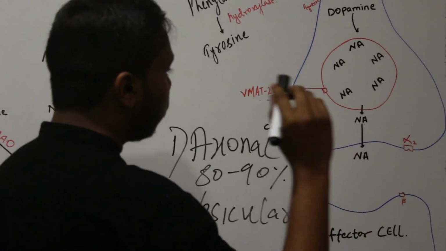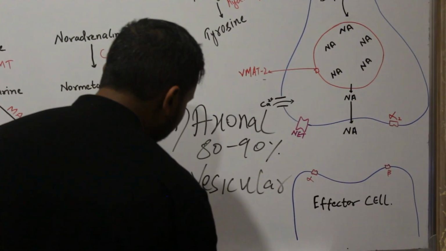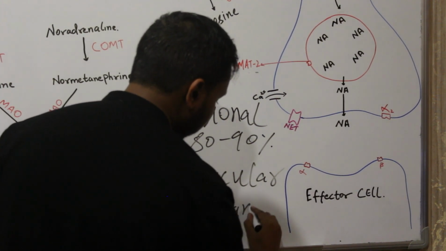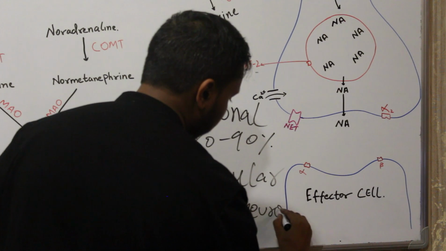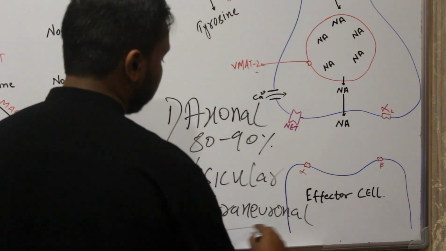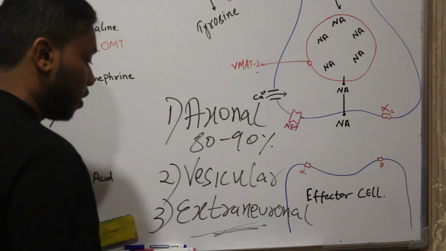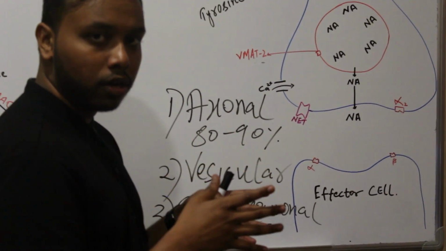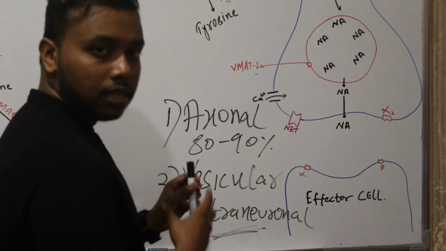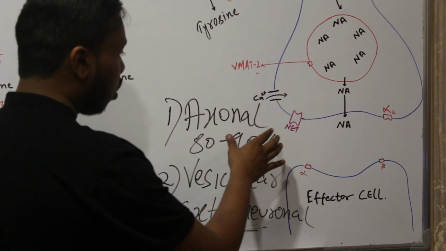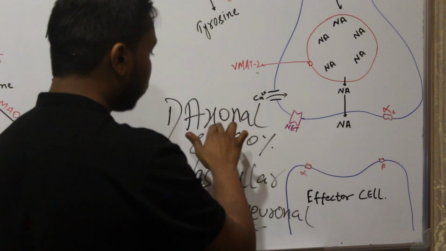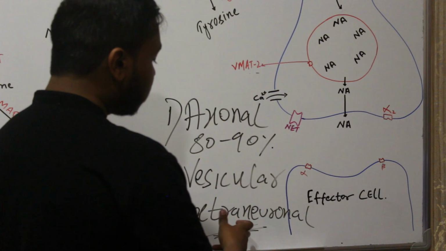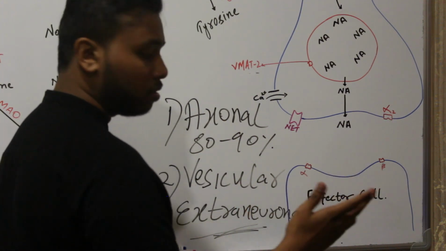And the third way of reuptake is called extraneuronal reuptake. This type of reuptake doesn't have much pharmacological importance, but it's still considered a method of reuptake. In the axonal method we saw the NET channel, but in this case we have an ENT channel. And this type of reuptake is inhibited by a drug like corticosterone.